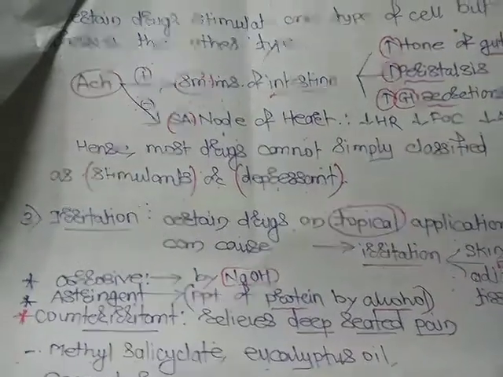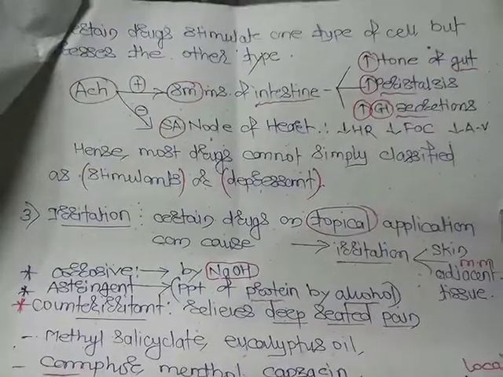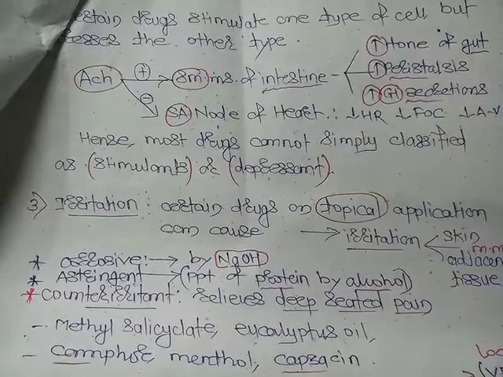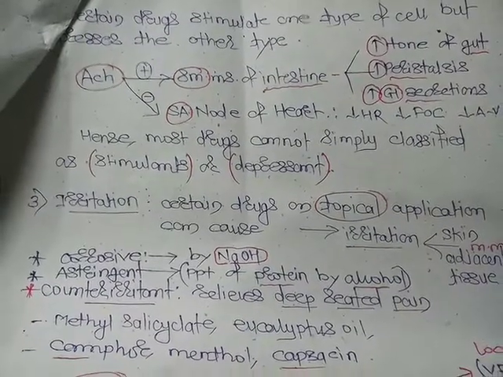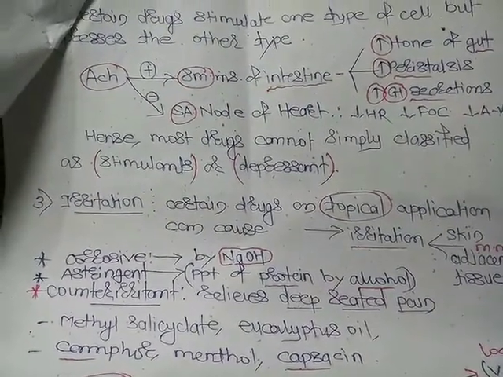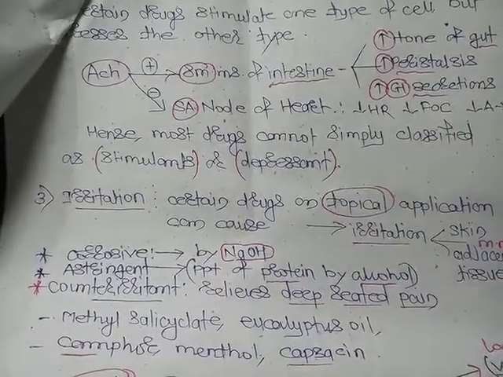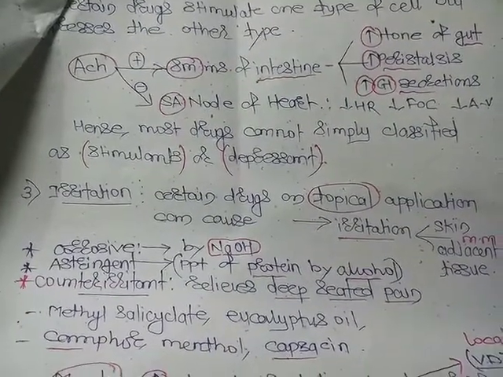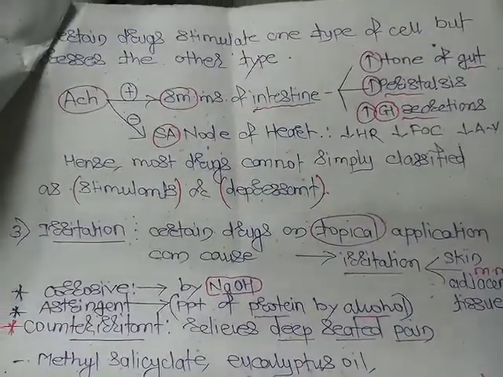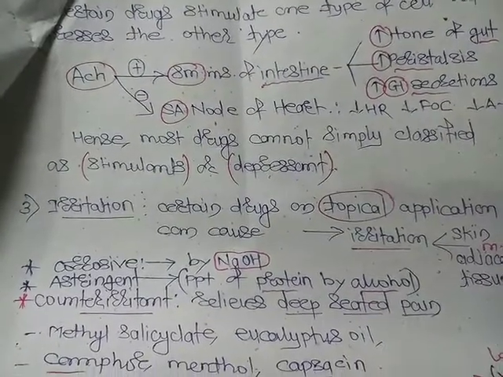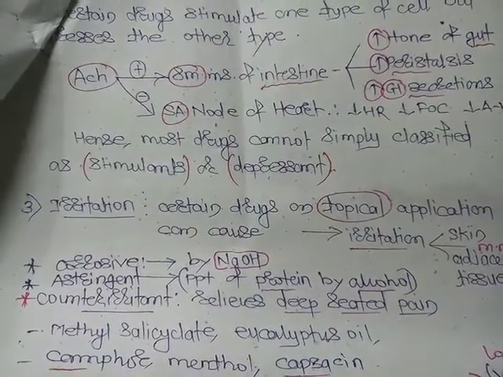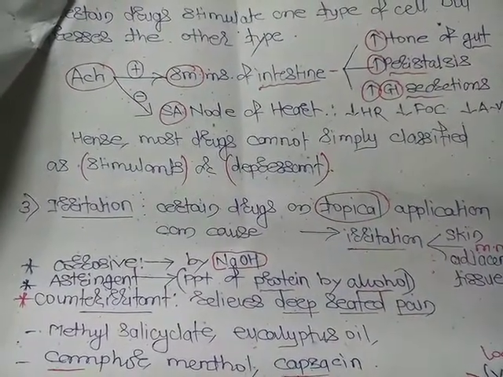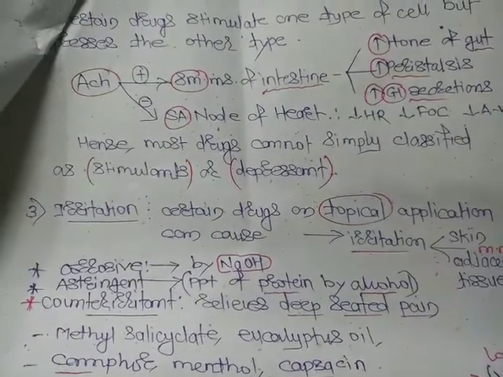So we are discussing the principles of drug action, or types of drug action, in which we are discussing depression. Certain drugs stimulate one type of cell but depress another type of cell. For example, acetylcholine stimulates the smooth muscle of the intestine and depresses the SA node of the heart. That means the same drug acts as a stimulant and a depressant on different organs.